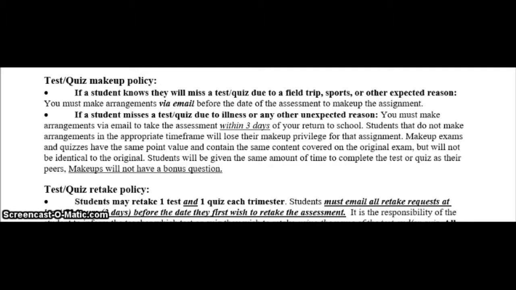Makeup exams and quizzes have the same point value and contain the same content covered in the original exam, but will not be identical to the original. Students will be given the same amount of time to complete the test or quiz as their peers, and makeups will not have a bonus question with it.